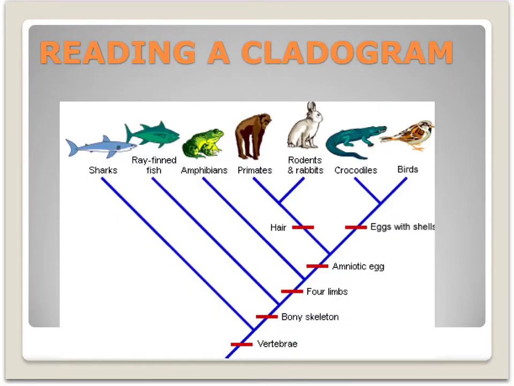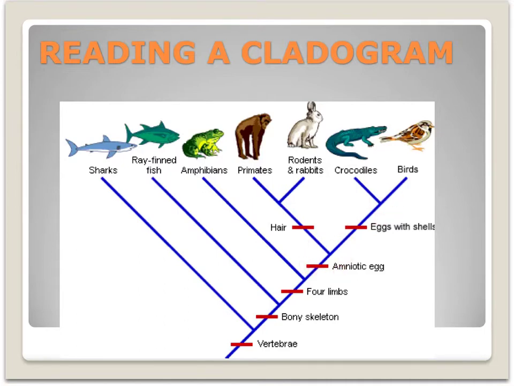The last thing I'll leave you with is about reading a cladogram. A cladogram shows the relationship between different organisms. Common ancestors are shown at the intersection between 2 organisms. The intersection is any place that lines meet.